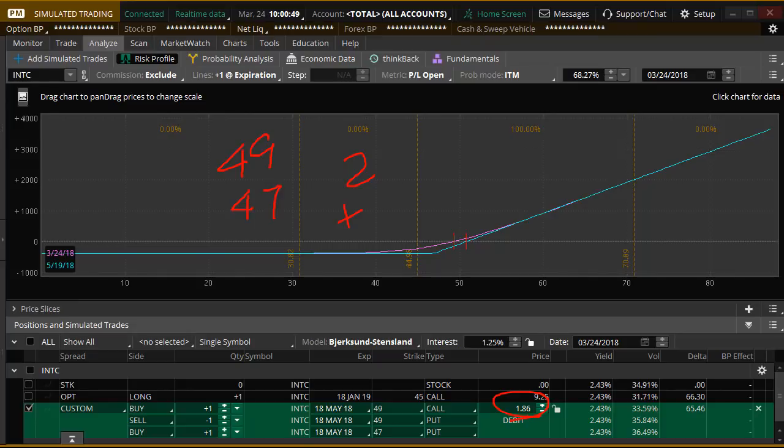You could sell the put and put on a conditional order to exit the trade at a specific price. That does the same thing.